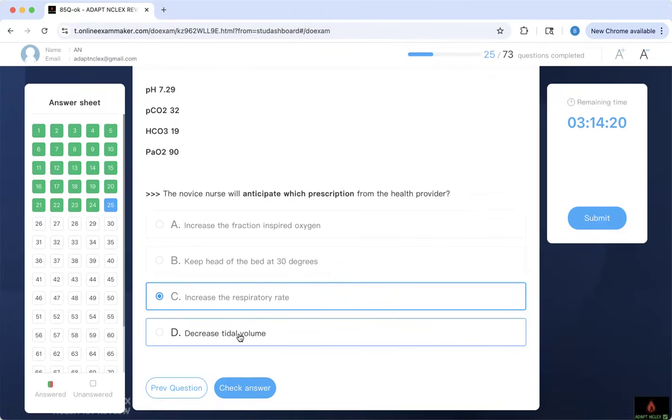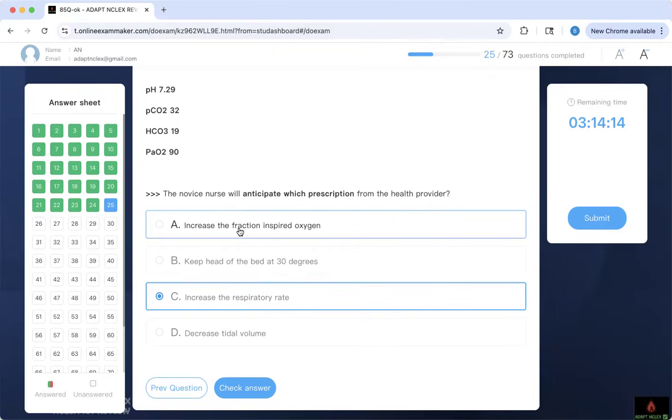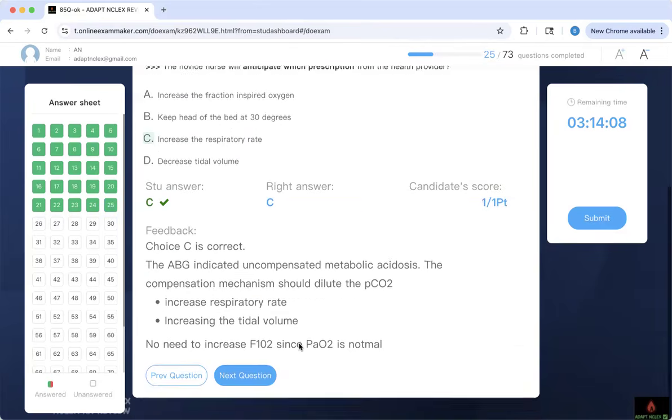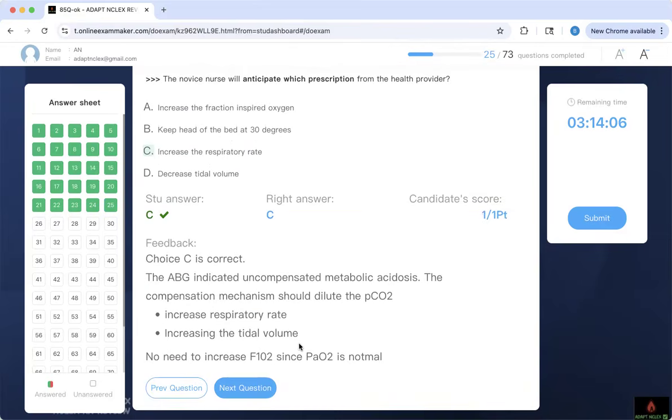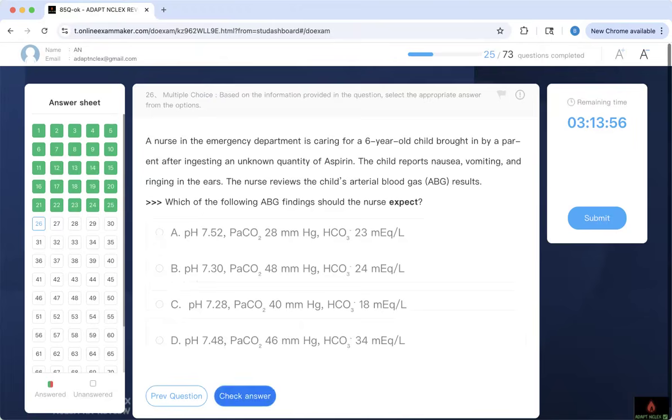We want respiratory alkalosis. Keeping the head of the bed at 30 degrees is not helping us. Increasing fraction of inspired oxygen, saturation is what? 90%. There's nothing we can do. And this requires some critical thinking, ABG. This is the kind of ABG you want to do. You don't want to just know the norms, but I want you to know what you do to help the patient. Increase the respiratory rate. Same thing, ABG.